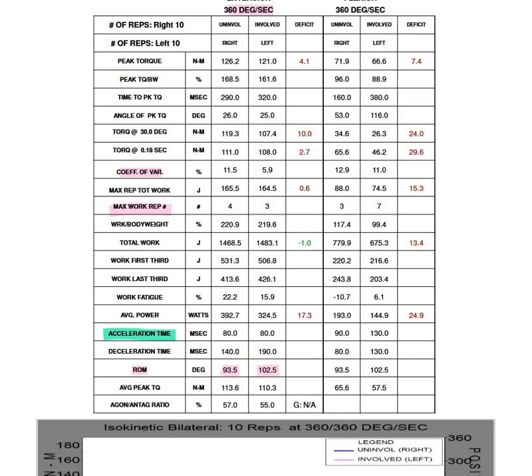Likewise, deceleration time is the time that it took the limb to go from the predetermined angular velocity to a static state. So much like time to peak torque, this is a measure of neuromuscular function, so the ability for the nervous system to recruit those muscle fibers and get the limb up to speed. Naturally, the lower the value that we see here, the better, the more rapidly that movement was achieved.